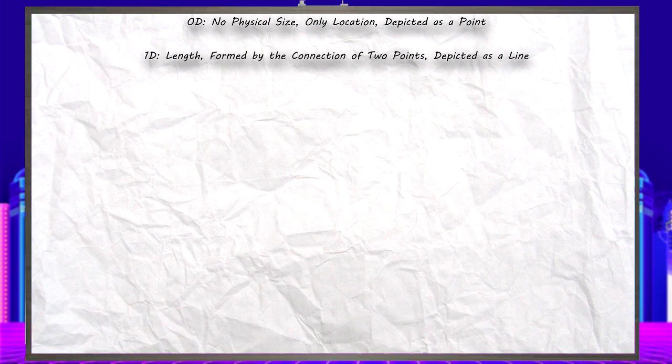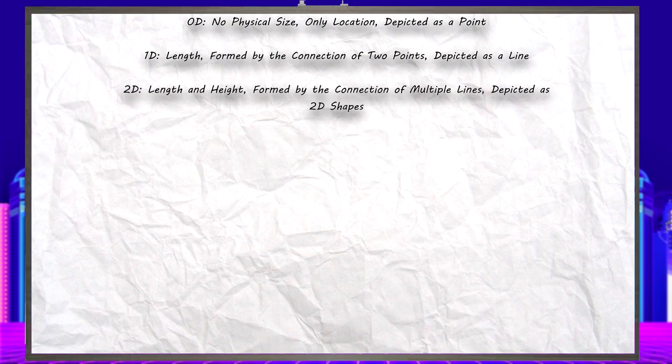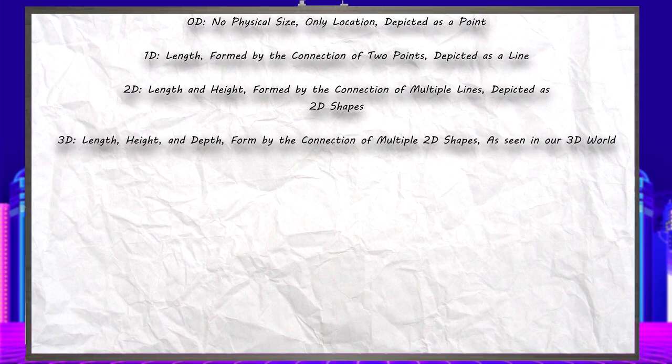Now, let's review. 0D, no physical size, only location, depicted as a point. 1D, length, formed by the connection of two points, depicted as a line. 2D, length and height, formed by the connection of multiple lines, depicted as 2D shapes. 3D, length, height, and depth, formed by the connection of multiple 2D shapes, as seen in our 3D world.